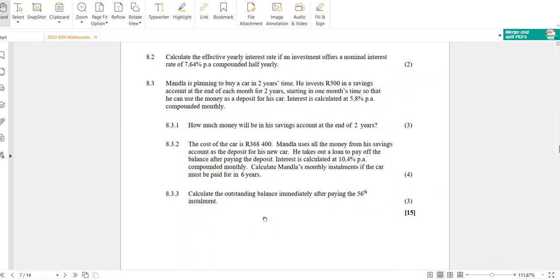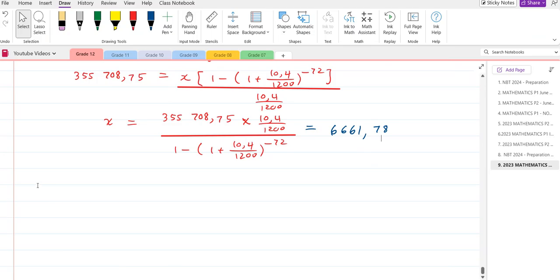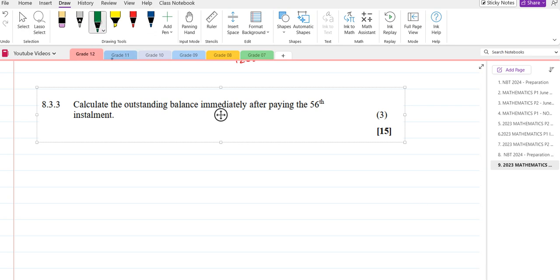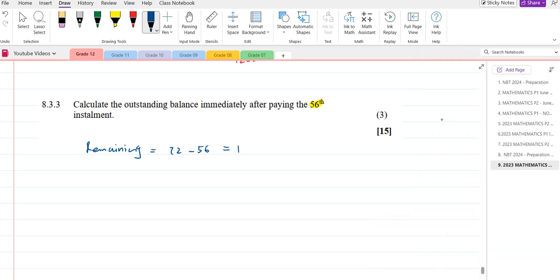Calculate the outstanding balance immediately after paying the 56th installment. Now, outstanding balance, there's two ways to do it, right? So you can use the future value method or the present value method. I suggest use the present value method. So if he paid the 56 installments, what's the remaining installments? Remaining is 72 minus 56. Now 72 minus 56 is equal to 16. So we have 16 installments left.